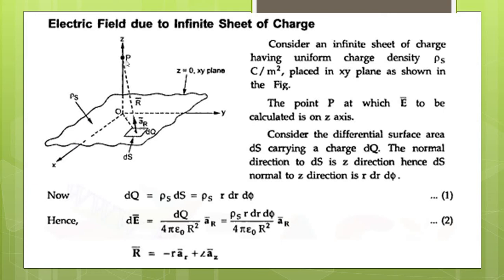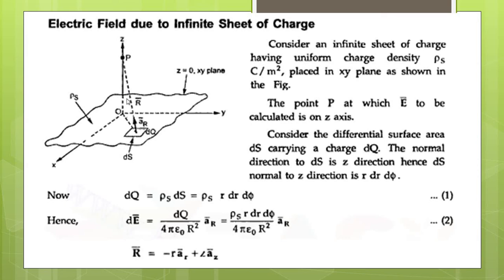So P is the point at which we need to calculate the electric field intensity. Again we can start with the equation for dq. dq is equal to rho s into ds. So here we need to consider the differential surface which is normal to the z-axis. You can see the sheet is perpendicular to the z-axis.